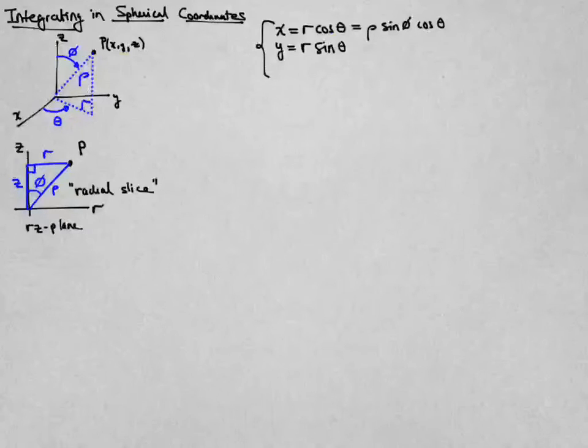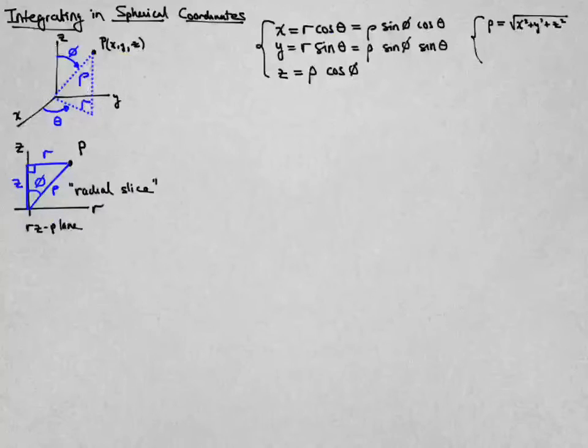A similar argument applies to y. Y is r times sine of theta, and we just determined that r should be rho times sine of phi, times that sine of theta that comes from the y-coordinate. The z-coordinate is in the triangle as well. It's the adjacent side now. So if I take the cosine of phi, that's z over rho, and if I solve for z, I can now get the standard z-coordinate, the rectangular coordinate, in terms of the two spherical coordinates, rho and the angle phi.